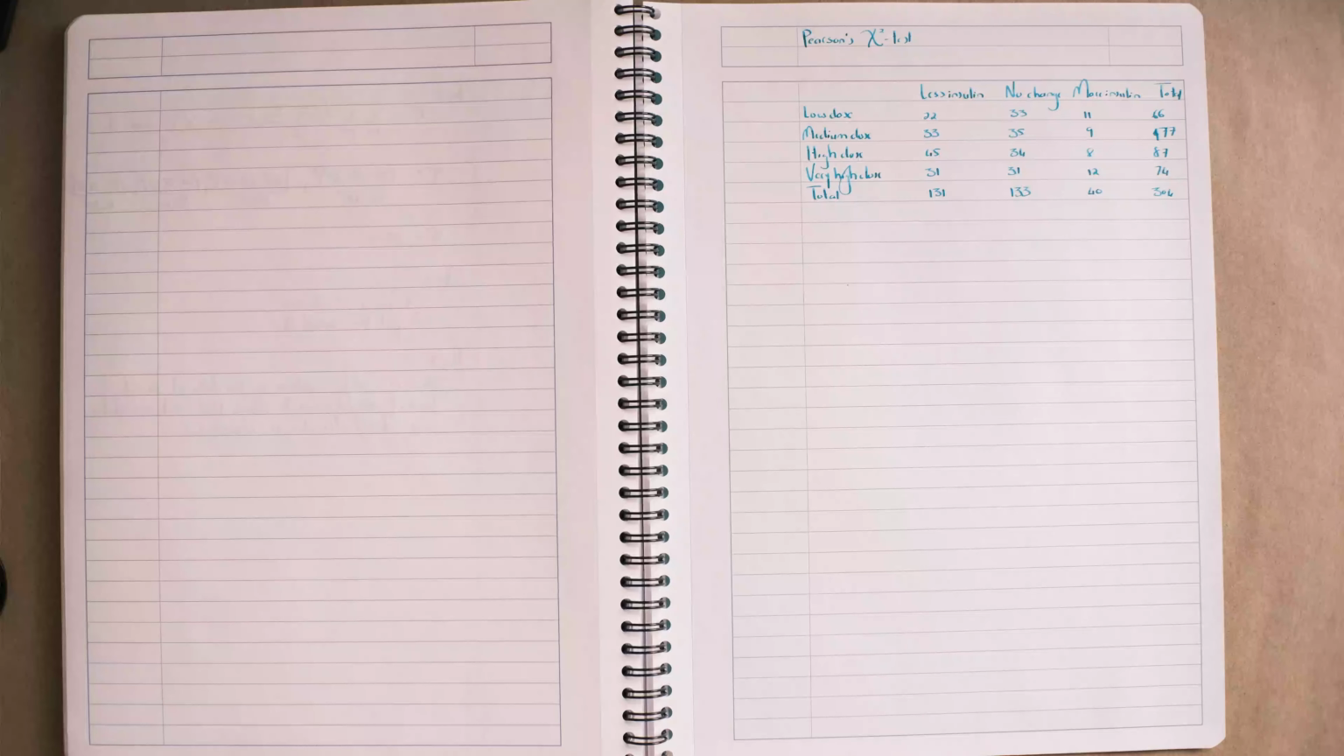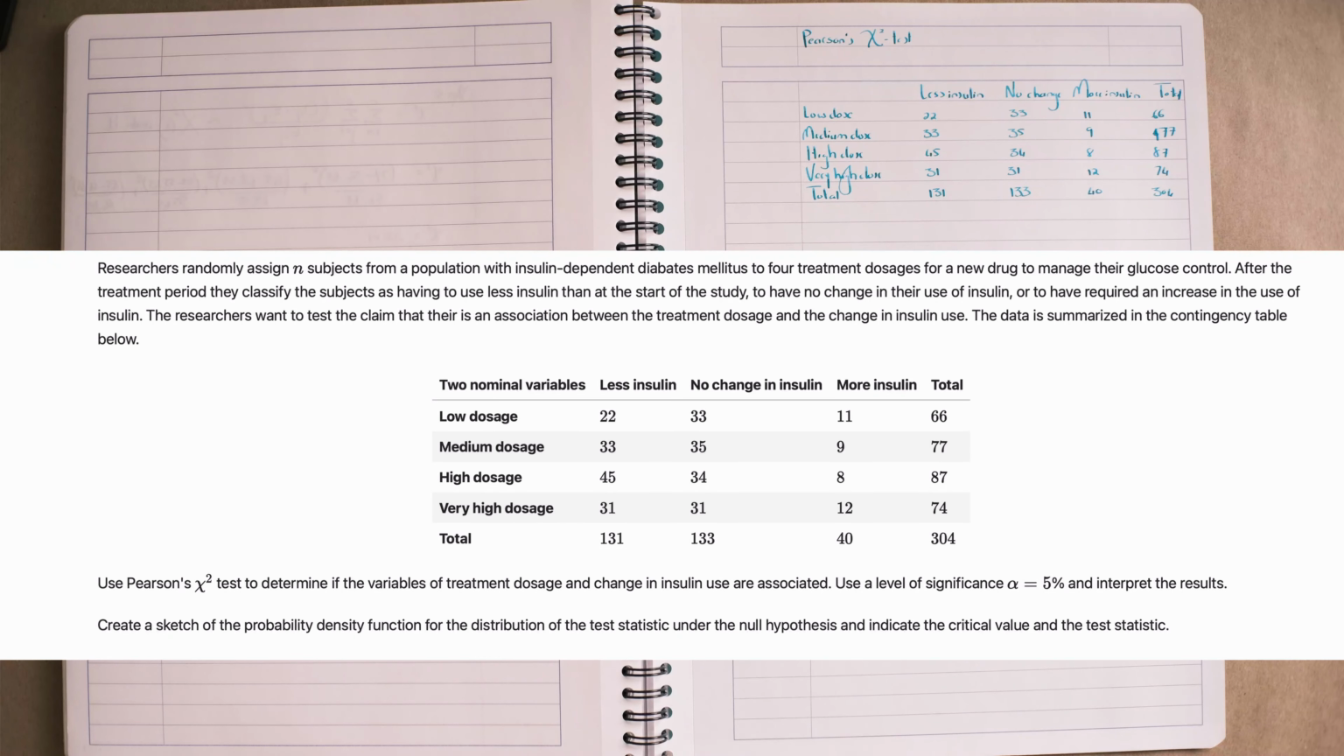So let's have a look at this problem. It's also going to be a problem for the Pearson's chi-square test. Researchers randomly assigned 304 subjects from a population with insulin-dependent diabetes. So all of our population is only those who are insulin-dependent, to 4 treatment dosages for a new drug to manage their glucose levels. The hope is that this new drug will lessen their dependence on insulin.